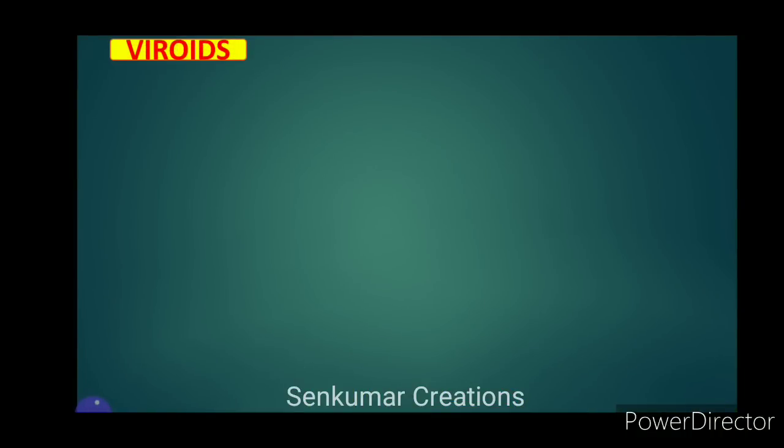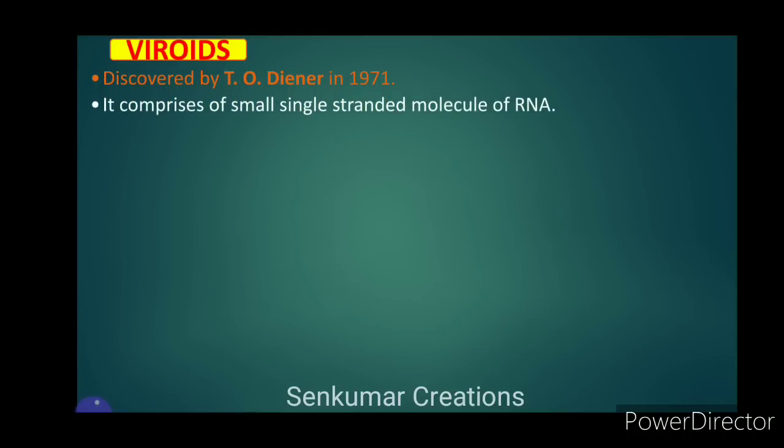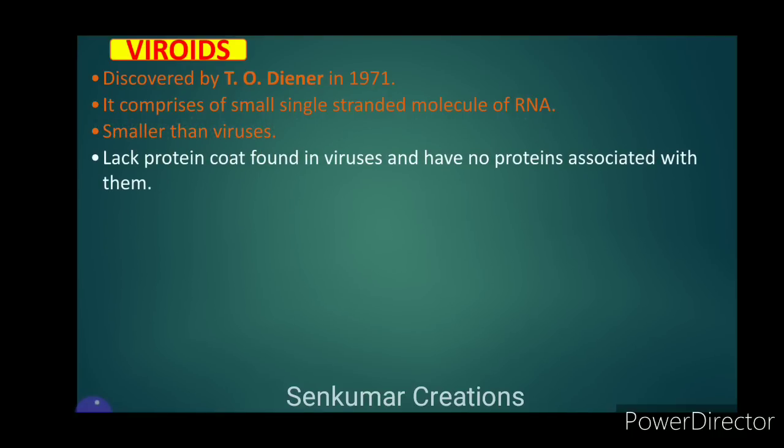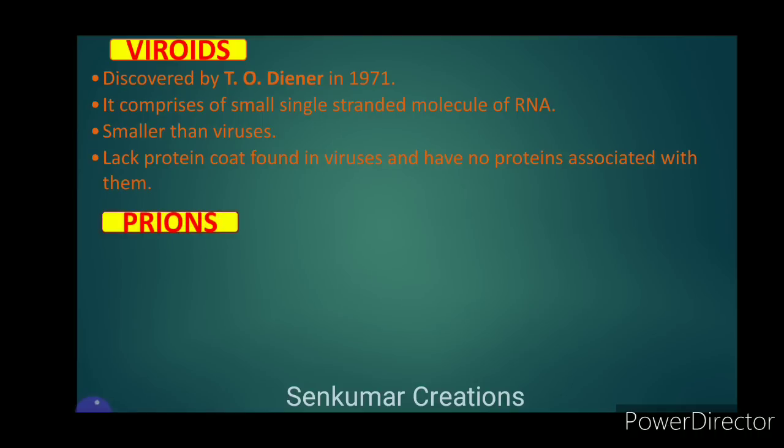So viroids. What is meant by viroids? Viroids were discovered by T.O. Diener in the year 1971, and comprise a small single-stranded molecule of RNA. Viroids are smaller than viruses. They lack the protein coat found in viruses and have no proteins associated with them. Virus finished, viroids finished, and next is the prions.